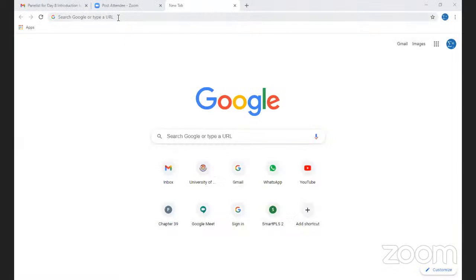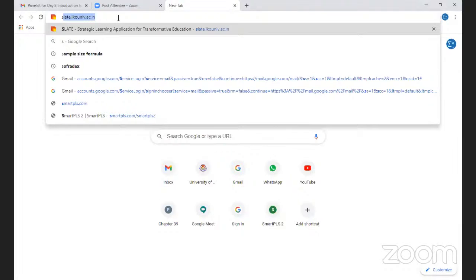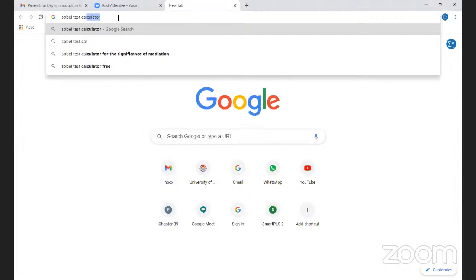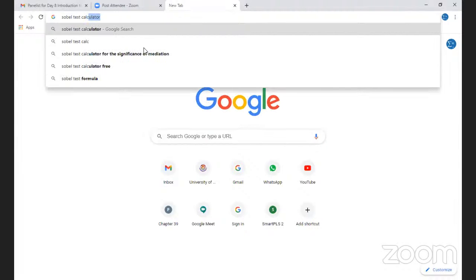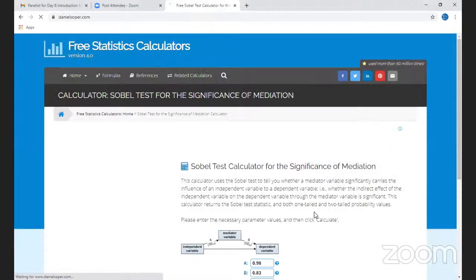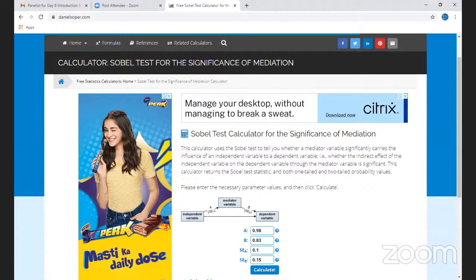I am sharing the screen, and I am typing here Sobel test calculator. Now you can see here, free Sobel test calculator for significance of mediation. So this is the page. Can you see this page? Sir, can you see this page? Sobel test calculator for significance of mediation.